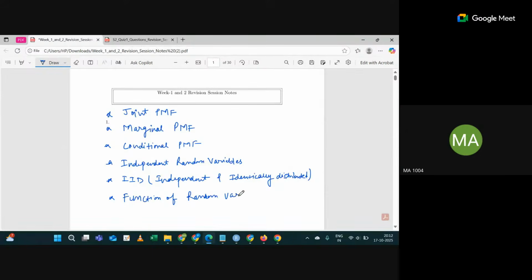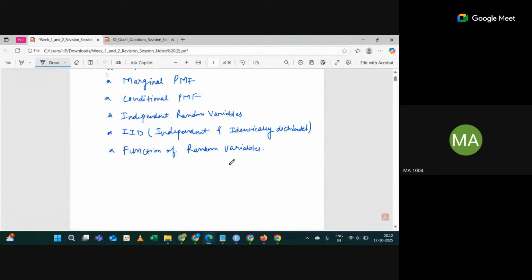What do you mean by function of random variables? Suppose you have two random variables, x and y. You can define z1 as a function, say x plus y. You can define z2 as x into y. You can define z3 as the maximum of x comma y, and z4 as the minimum of x comma y. These are some standard functions of random variables.